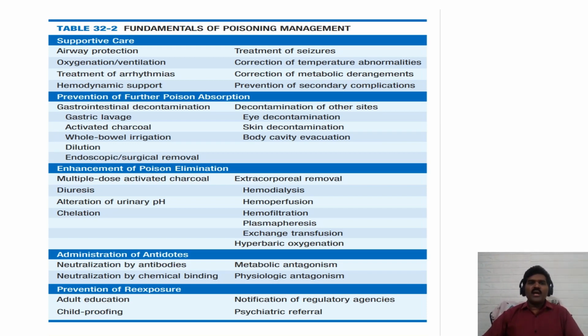Enhancement of poison elimination by multi-dose activated charcoal, diuresis, forced alkaline diuresis, alteration of urinary pH, chelation agents, extracorporeal removal by hemodialysis, hemoperfusion, hemofiltration, plasmapheresis, exchange transfusion, hyperbaric oxygenation, administration of antidotes where available, neutralization by antidotes, neutralization by chemical binding, metabolic antagonism or physiological or pharmacological antagonism, prevention of re-exposures by adult education, child-proofing the homes, notification of regulatory agencies, and psychiatric referral of patients. These are the fundamentals of managing a poison victim.